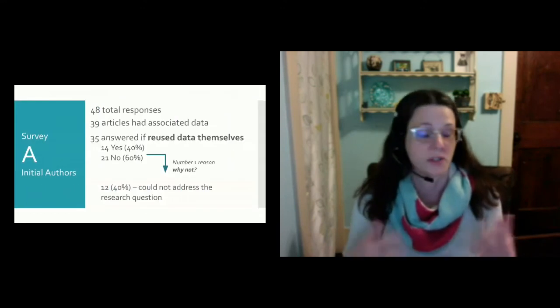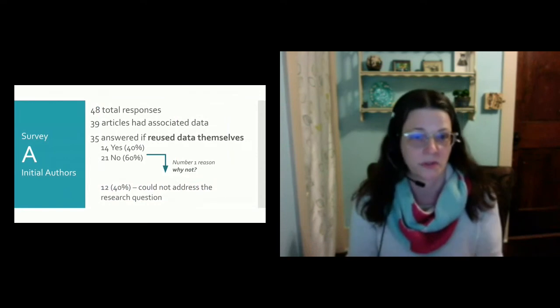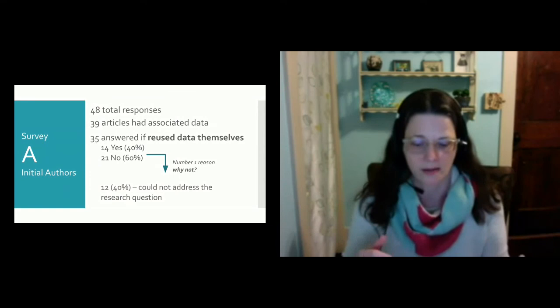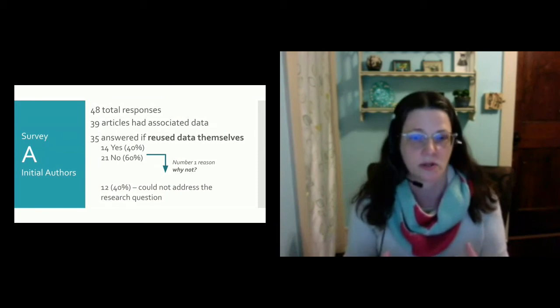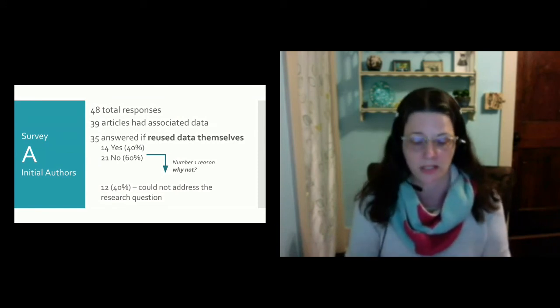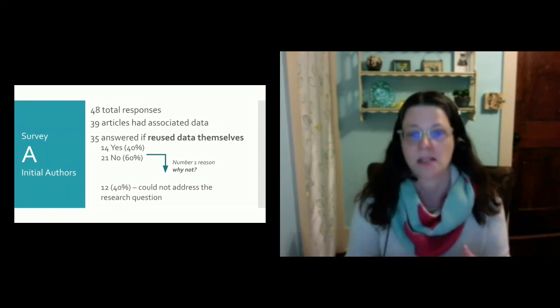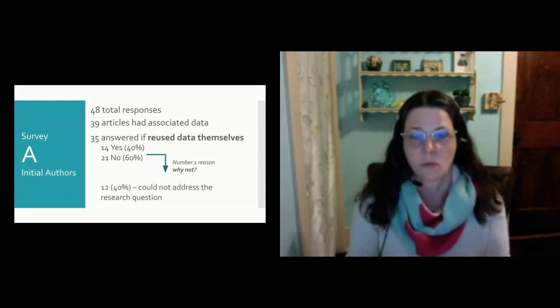So I'm just going to focus on a few things here. We had 48 total for the first one, survey A. We immediately asked, is there data associated, so we could filter that way and not bias our results. 39 articles had associated data, and 35 answered the question about whether or not they reused data themselves for the research presented in that article. 40% said yes, which is not insignificant by any means. 60% said no, and the most selected reason why is because there was not existing data to answer their specific research question.